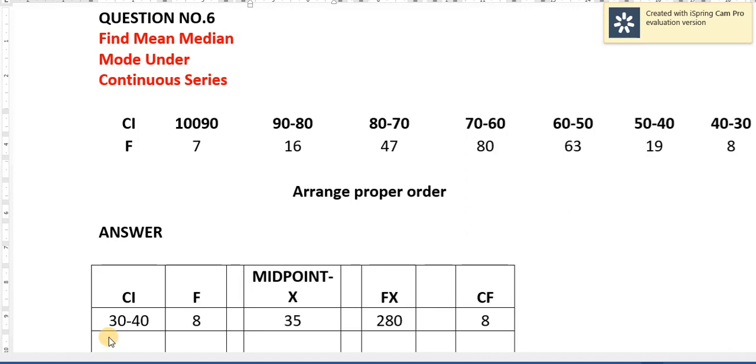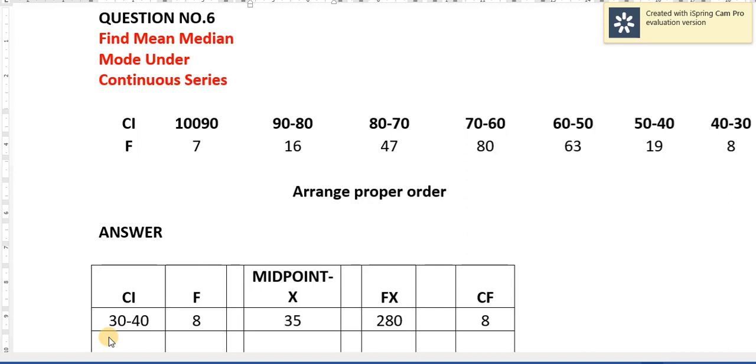Mean: x bar is equal to sigma fx divided by n. Median is equal to L plus (n by 2 minus CF) divided by f, into i.